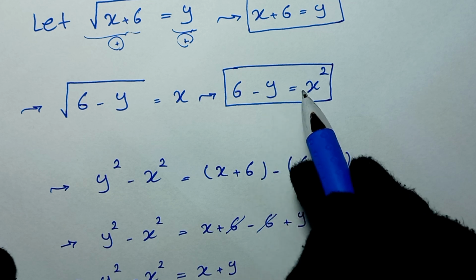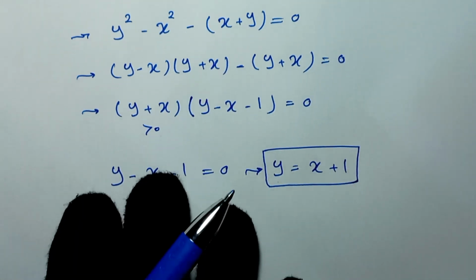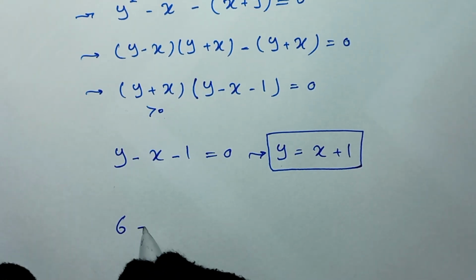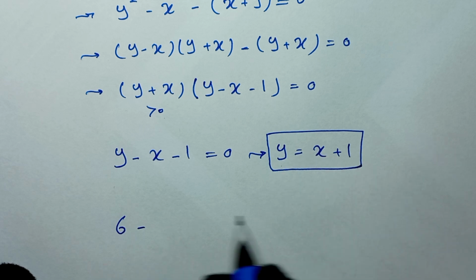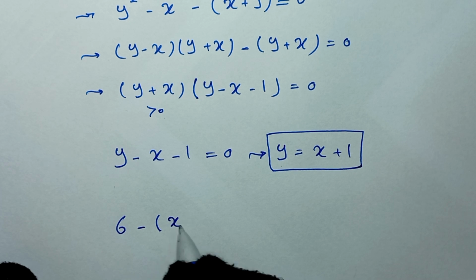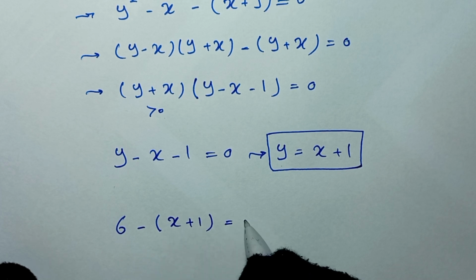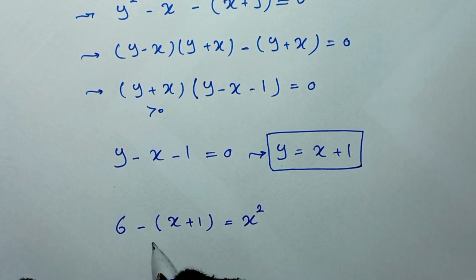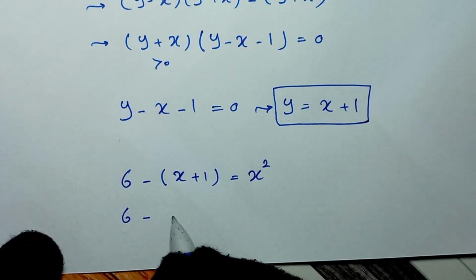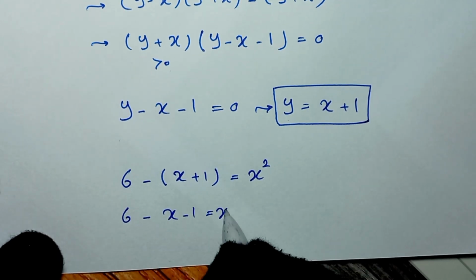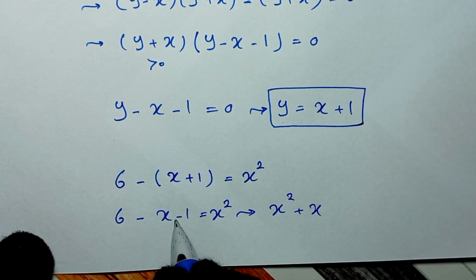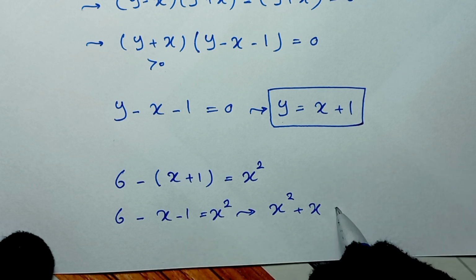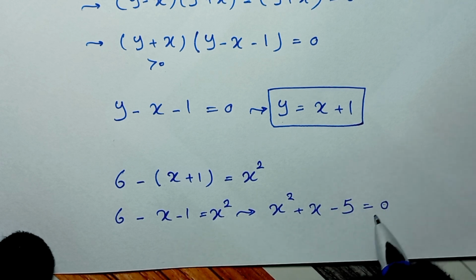And in here we have 6 minus y is equal to x squared, right? So we write 6 minus y, and we can write y in here as x plus 1. So 6 minus x plus 1 is equal to x squared. And it will be 6 minus x minus 1 equal to x squared. And from here, x squared, we take this to this side, plus x. 6 minus 1 is 5, and we take it to this side, it will be negative 5 is equal to 0.